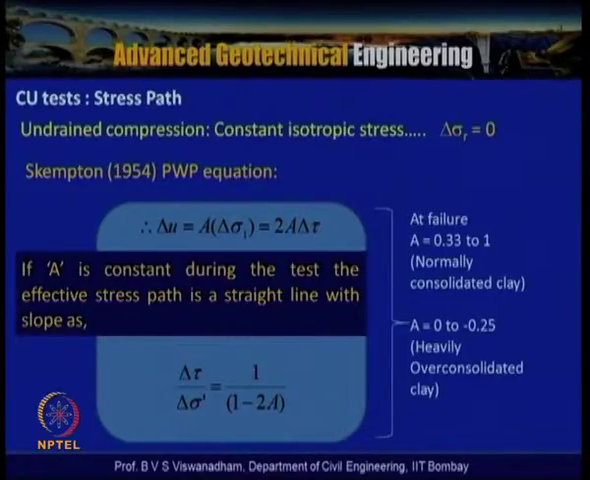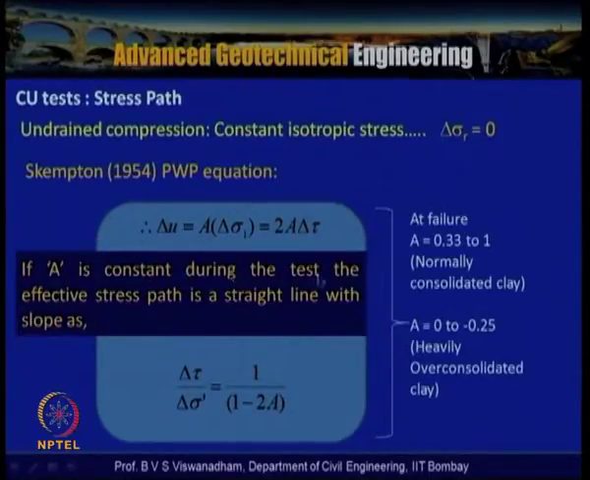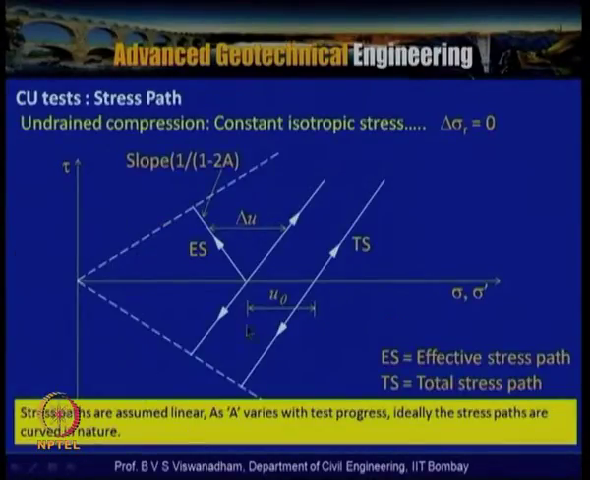Now further, this delta u is equal to A into delta sigma 1, which is equal to 2A into delta tau. If A is constant during the test, the effective stress path is a straight line with slope delta tau by delta sigma dash equal to 1 by (1 minus 2A). Here delta u by delta sigma 1 is nothing but 2A. So if A is constant during the test, the effective stress path is a straight line with the slope delta tau divided by delta sigma dash is equal to 1 by (1 minus 2A). This is the slope of the stress path, which is indicated in this diagram.